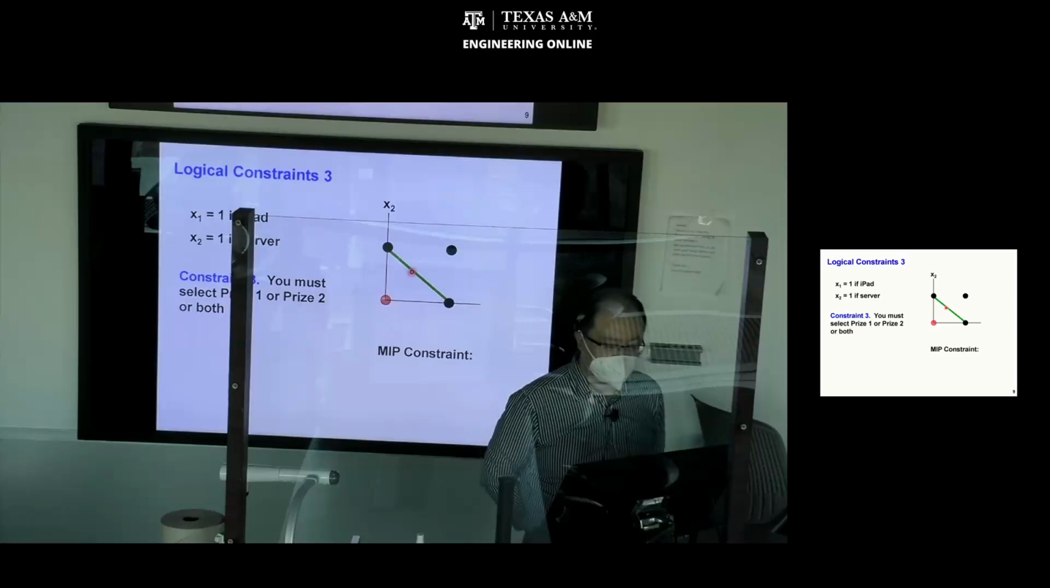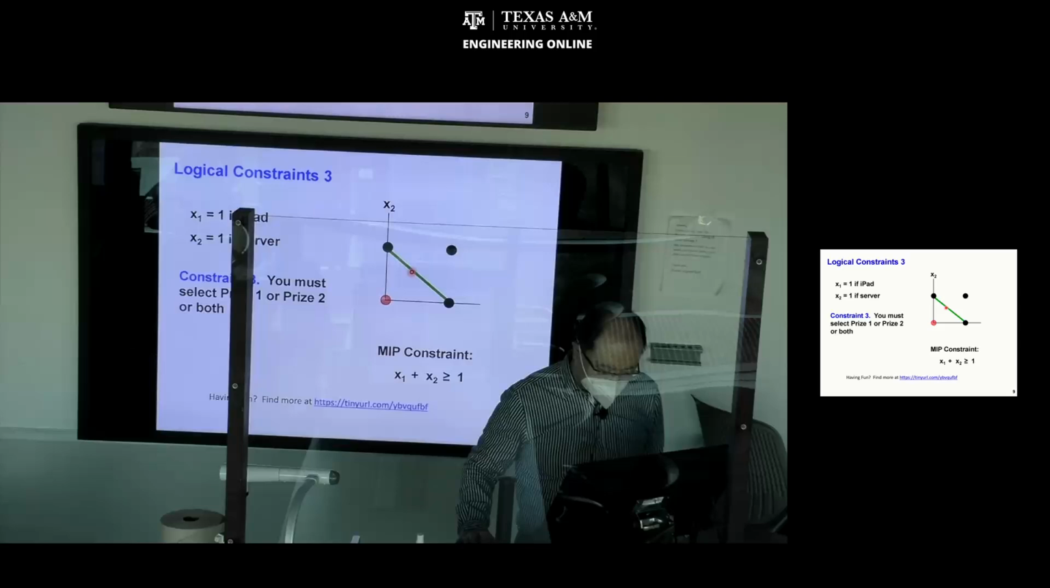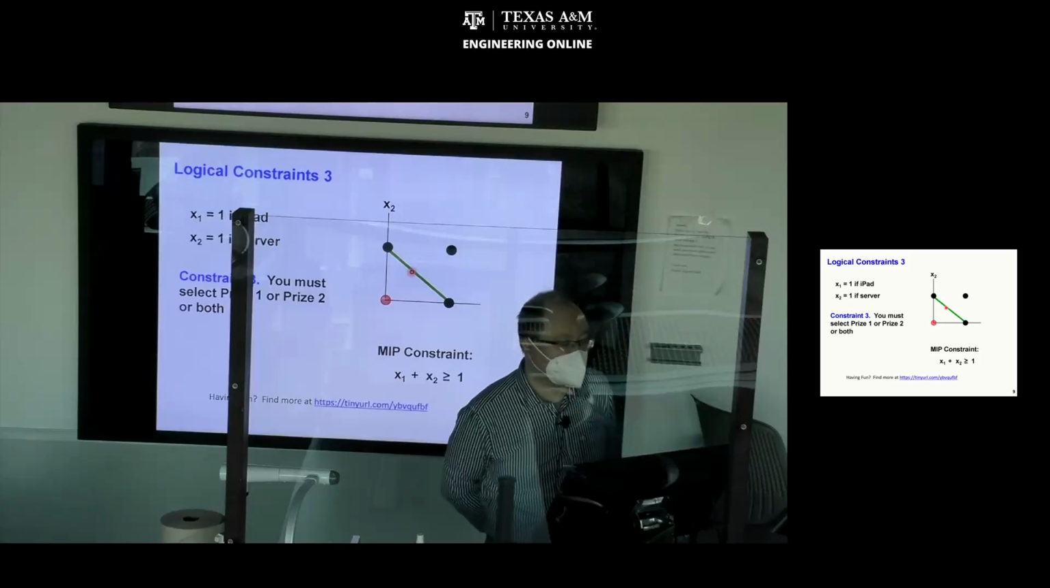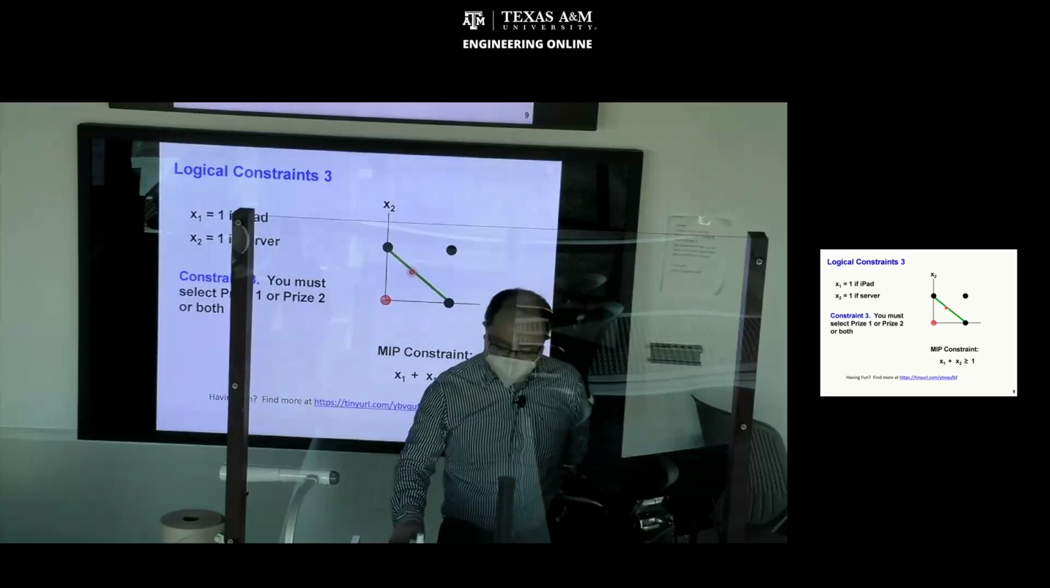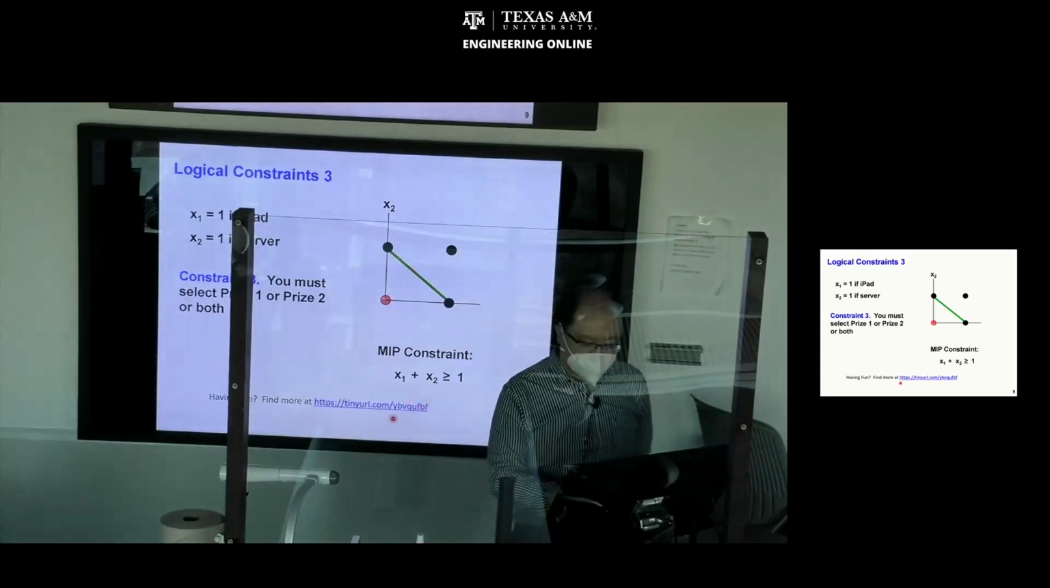Exactly. Equal to 1, right? So x1 plus x2 should be bigger than or equal to 1. You want to be above that line, right? It's really fun, right? So if you want to explore more, you can check this link.